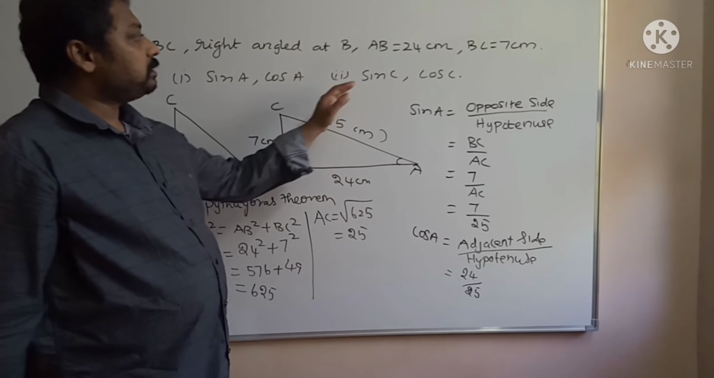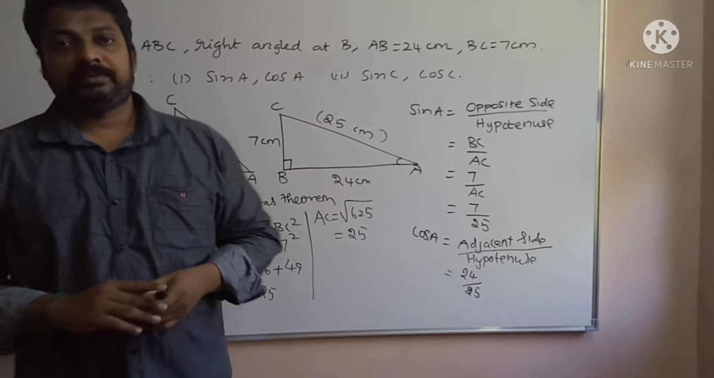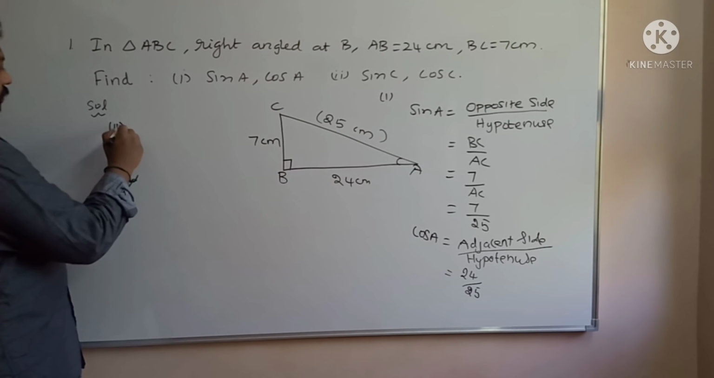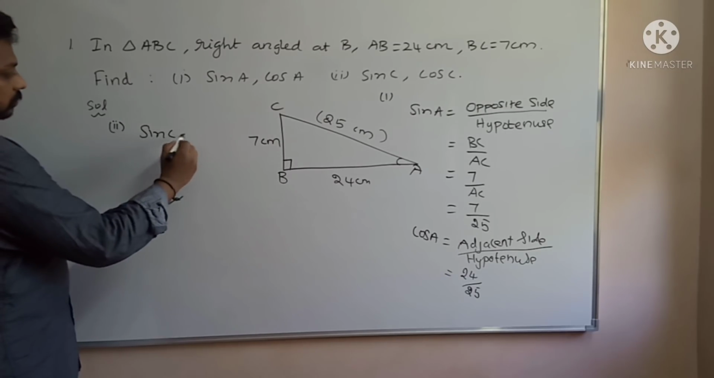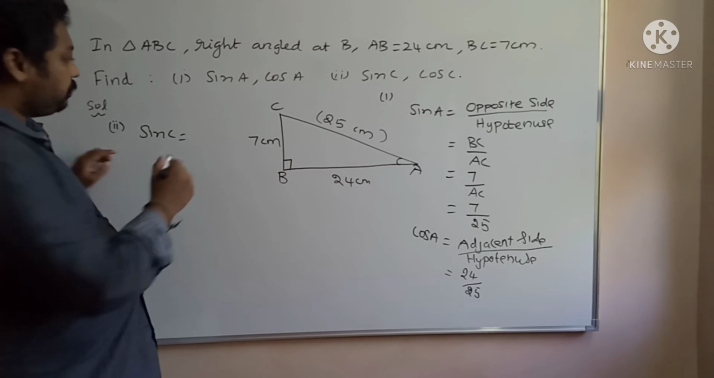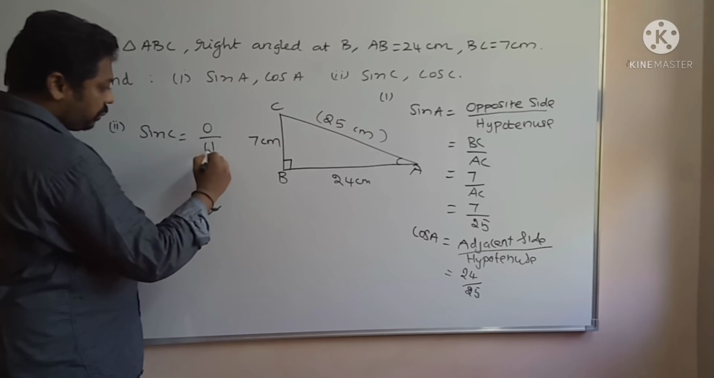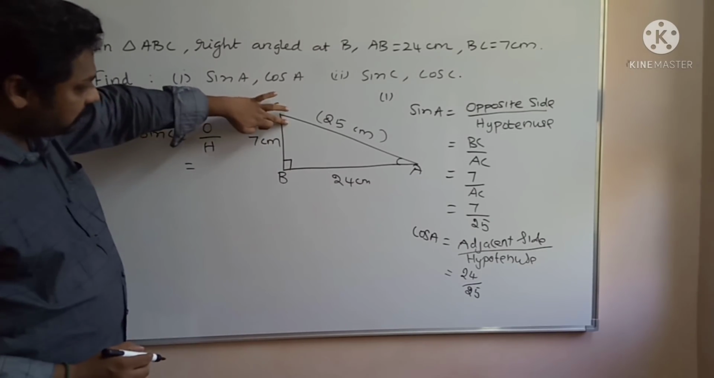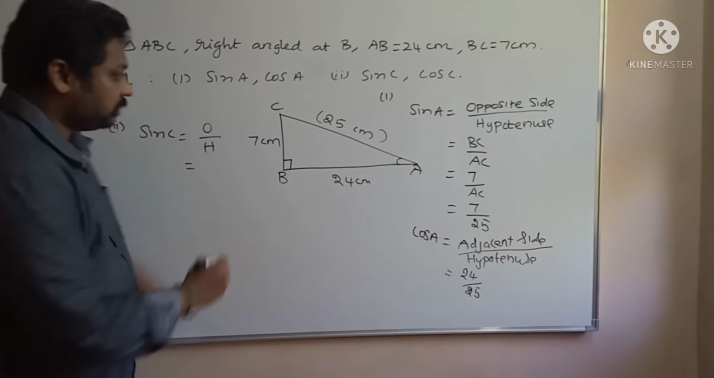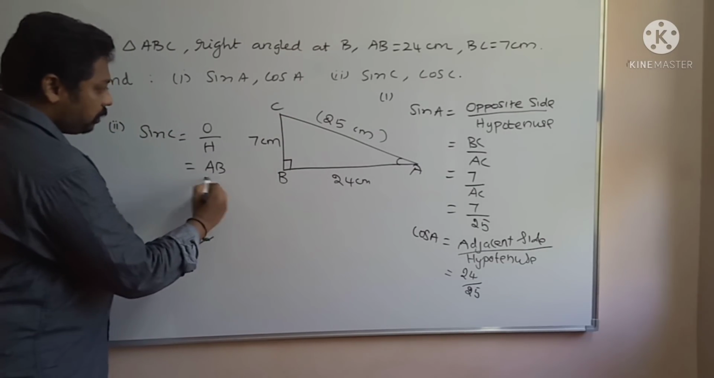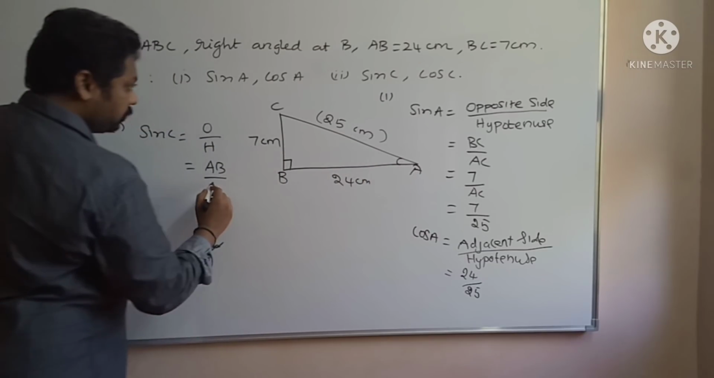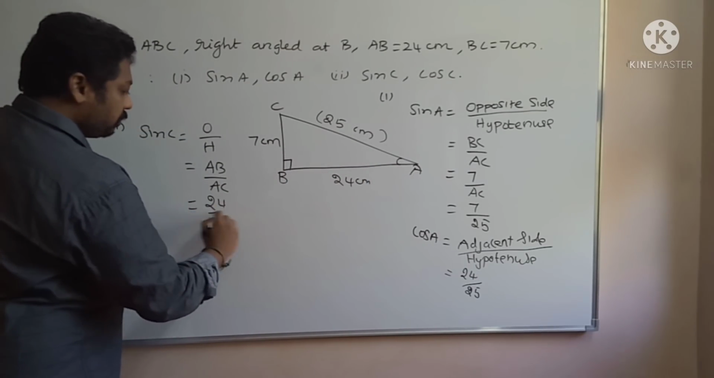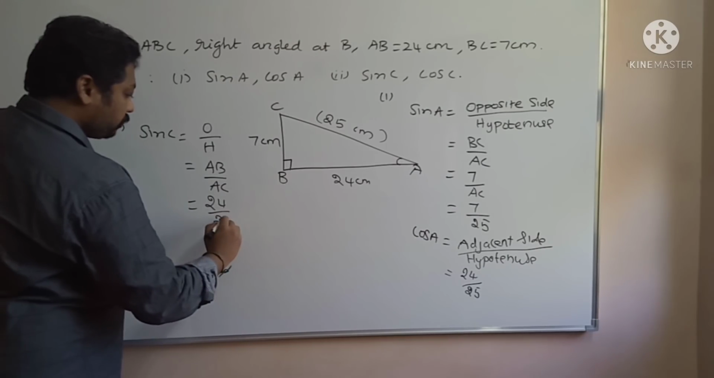Now we will find sin C and cos C. The first Roman is over, the second Roman is sin C, cos C. The sin C formula is the same, opposite side by hypotenuse. What is the opposite side to this angle? This is angle C, so this is the opposite side, that is AB. Hypotenuse is always the same, AC. So AB is 24 by AC is 25.